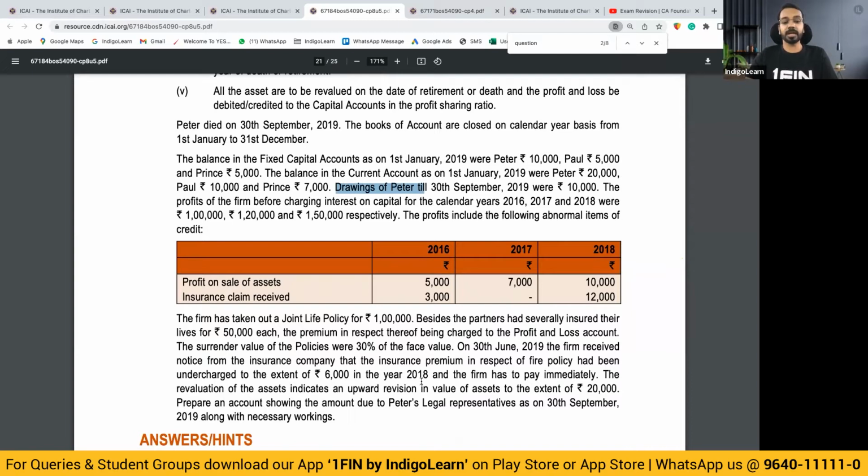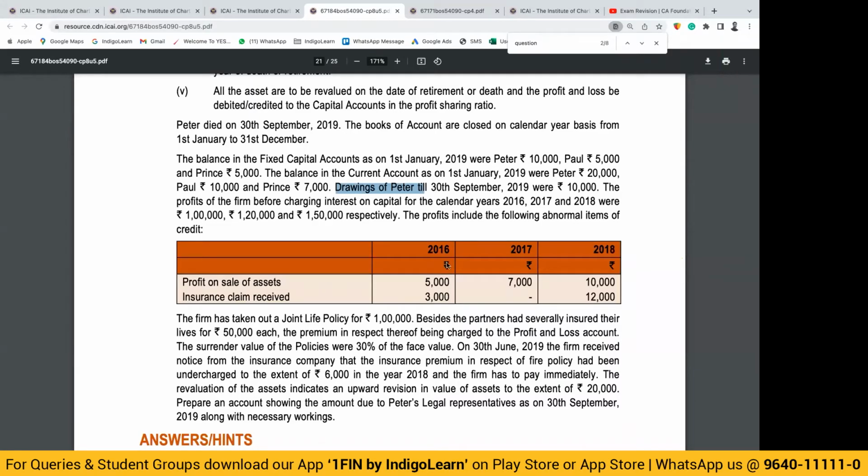Then the firm has taken a joint life policy of 1 lakh. Besides, the partners had severally insured their lives for 50,000 each. Now, when we say that the partners have severally insured their lives for 50,000 each, it means on each partner's life, there is an insurance of 50,000 and there is an overall joint life policy of 1 lakh.